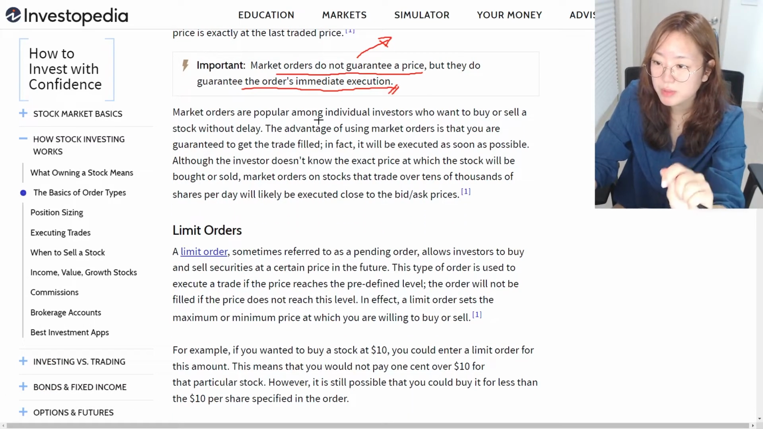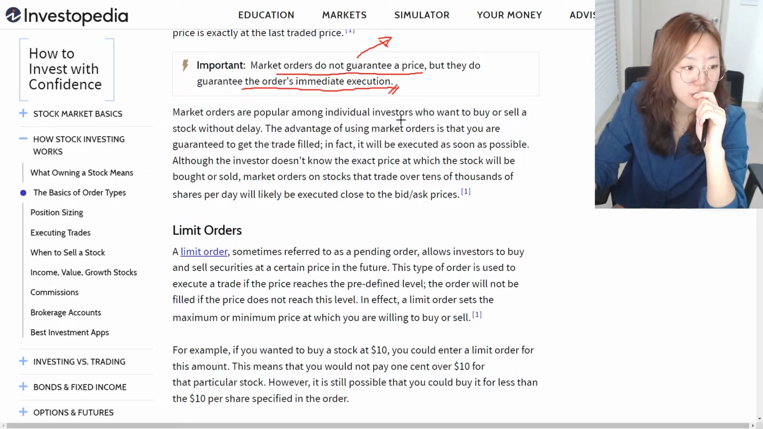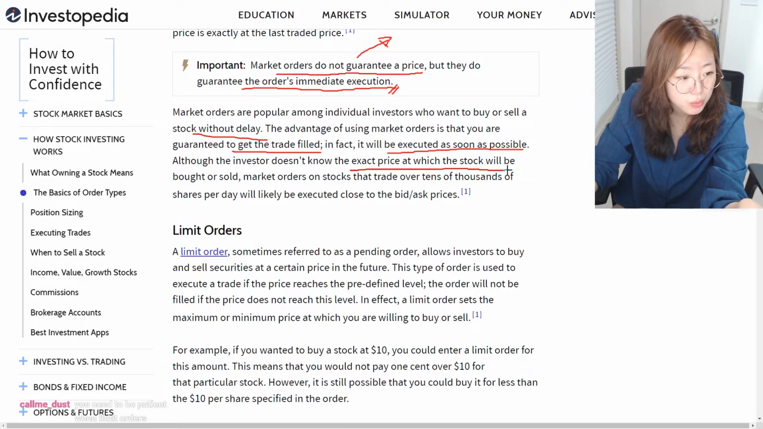Market orders are popular amongst individual investors who want to buy or sell a stock without delay. The advantage of using a market order is that you are guaranteed to get the trade filled. In fact, it will be executed ASAP. Although the investor doesn't know the exact price at which the stock will be bought or sold, how is that possible?